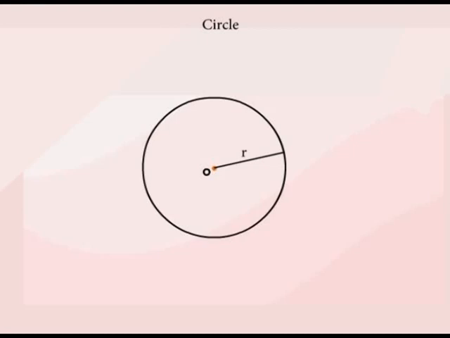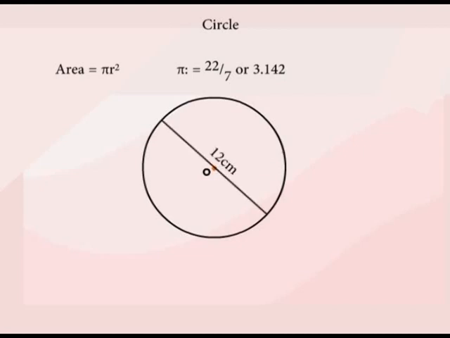Area of a circle. Now consider a circle with center O and radius r. The area of the circle is given by pi r squared, where pi is 22 over 7 or 3.142, and r is the radius of the circle. That is the distance from the center to the circumference. And so for this circle, we are given the diameter as 12 centimeters. It means the radius is 6 centimeters. Area is equal to 3.142 times 6 times 6. That gives us 113.112.